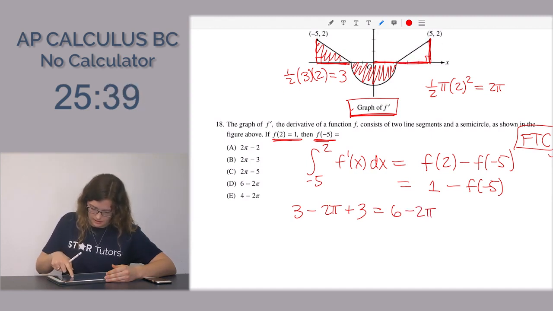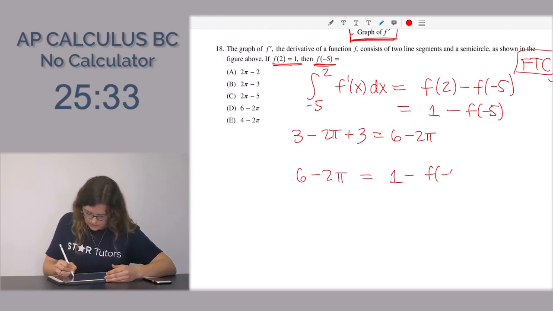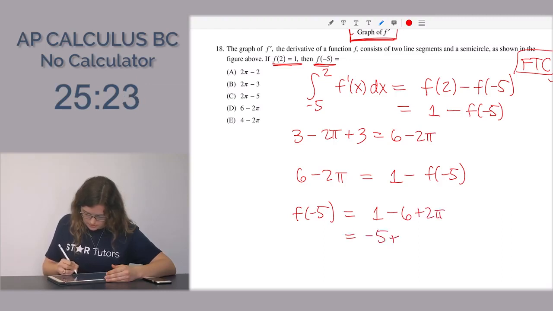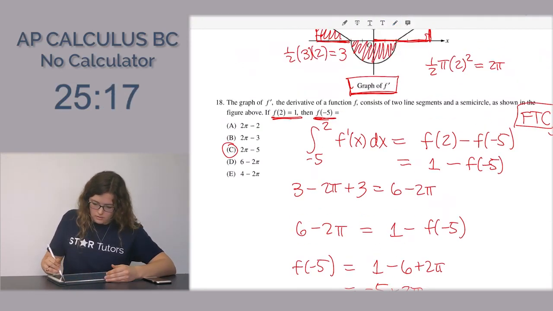So then I have 6 minus 2 pi equal to 1 minus f of negative 5. So that means f of negative 5 is equal to 1 minus 6 plus 2 pi. So this is negative 5 plus 2 pi, 2 pi minus 5, C. Cool.